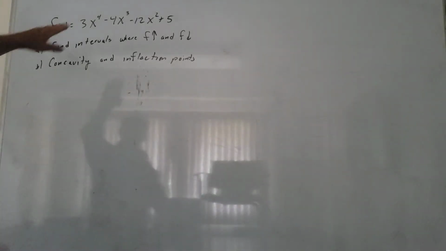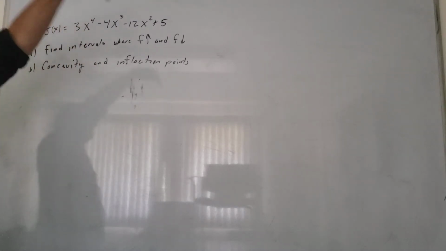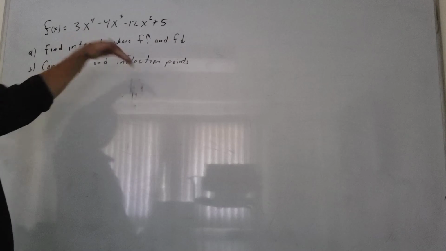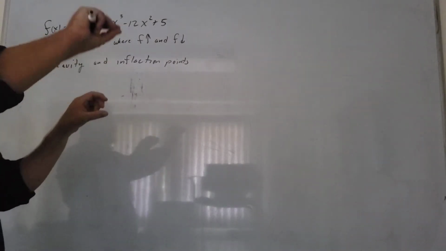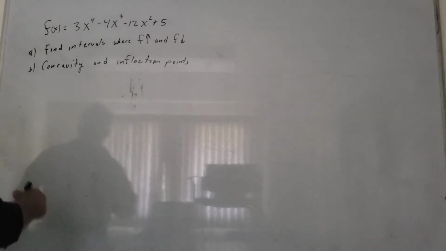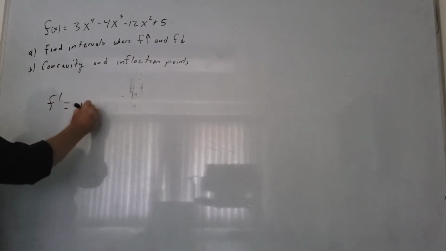All right, so for this function, we're going to find the intervals where f is increasing, going up, where it is decreasing, going down, the concavity, is it concave up or concave down, and the inflection points, the points where it changes concavity. So to find the intervals where f is increasing and decreasing, we take the first derivative.